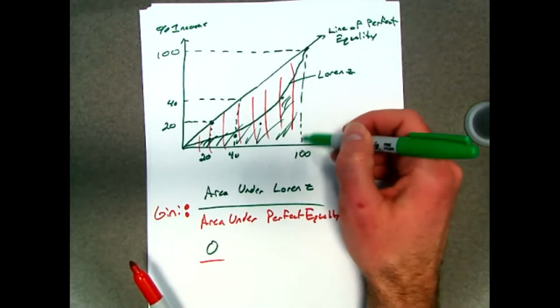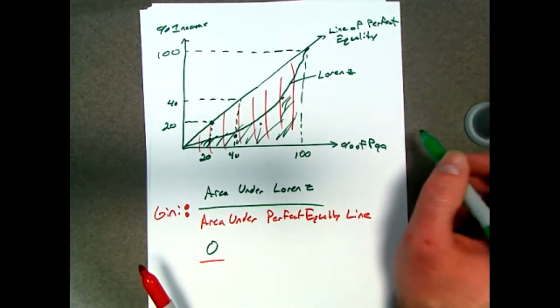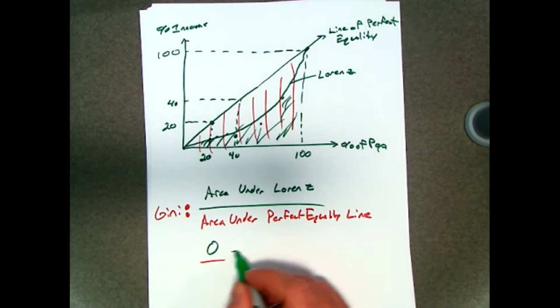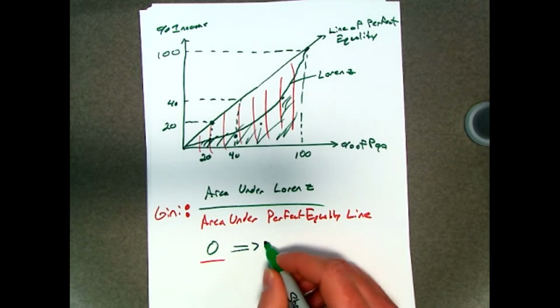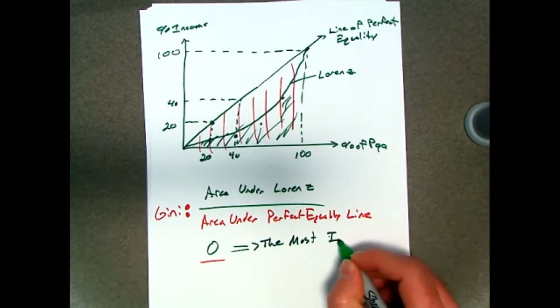that represents nobody owning any of the wealth except for the very last person. So this would be perfect inequality, where I had the most unequal distribution of income, okay? So if I see this Gini coefficient of 0, that's telling me that I have the most inequality.